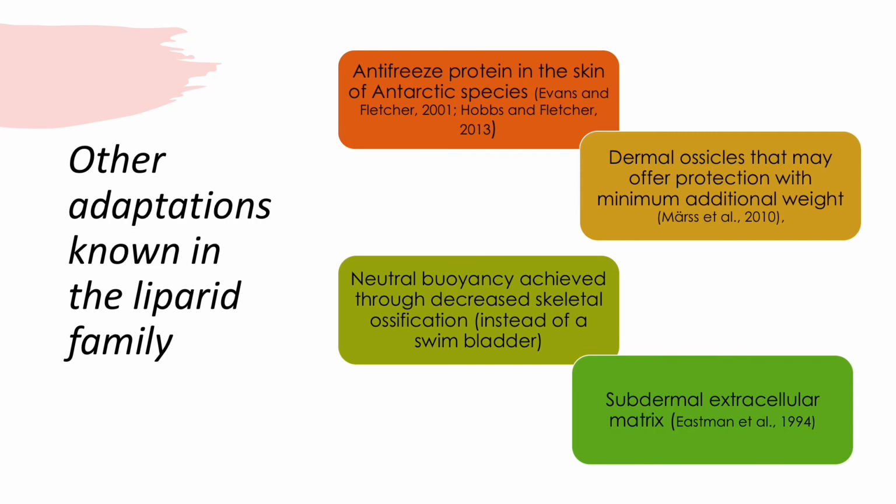There are also other adaptations known in the liparid family for them to survive in extreme depths of the ocean. For example, some Antarctic species have antifreeze protein in their skin. Others have dermal ossicles that may offer protection with minimum additional weight. And without the swim bladder, some of them actually achieve neutral buoyancy through the decreased skeletal ossification. And some of them also have a subdermal extracellular matrix.